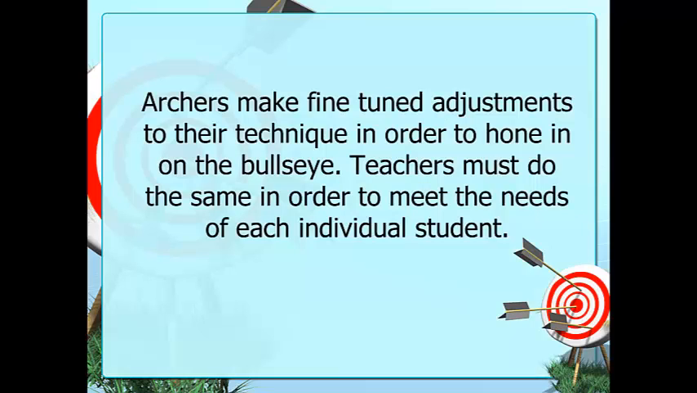A good analogy for explaining what differentiation is, is thinking about an archer with his or her bow and arrows. The archer practices incessantly in order to develop accuracy and agility. This is accomplished by repeatedly taking aim at the target and making small, calculated adjustments until they are able to hit the bullseye consistently.